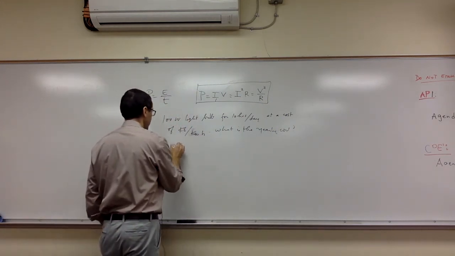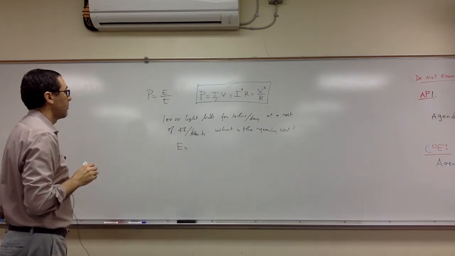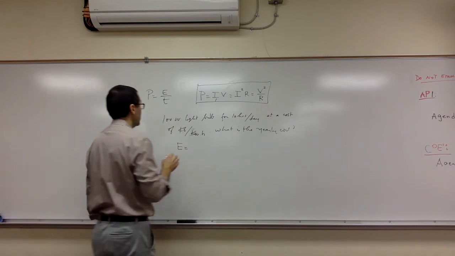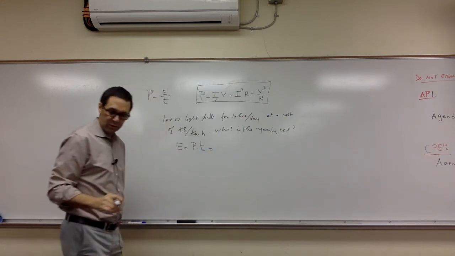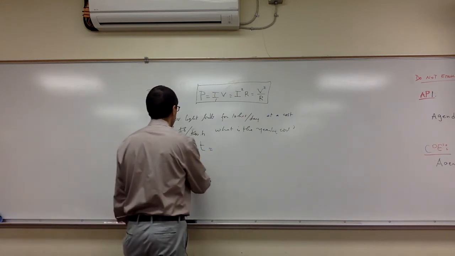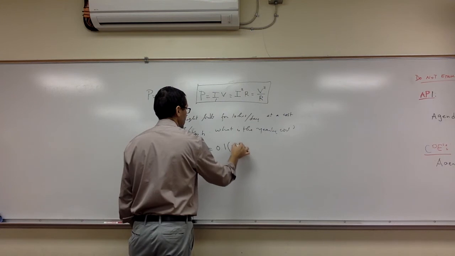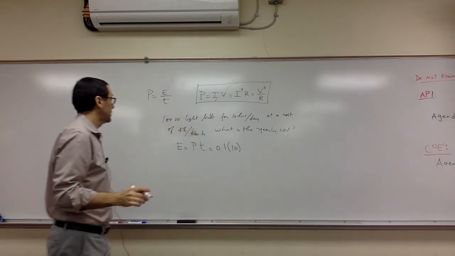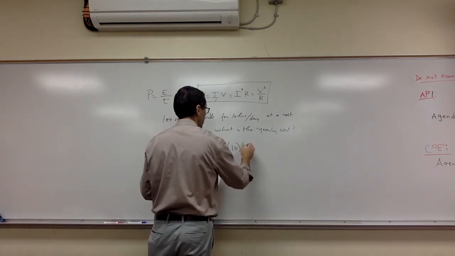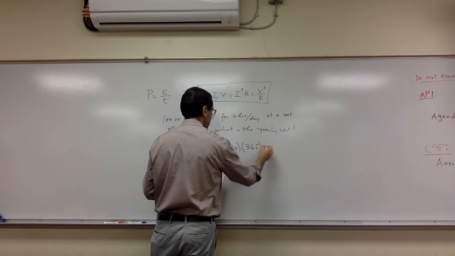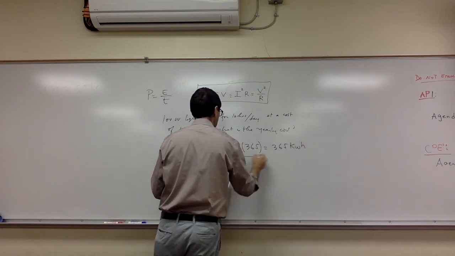Okay, so energy is power times time, okay, and that's going to be equal to, the power is 100 watts, so it has to be changed to kilowatts. The time is 10 hours, but I have to run this for a whole year, so 365 days. So it should be 365 kilowatt hour. So this is basically my time.